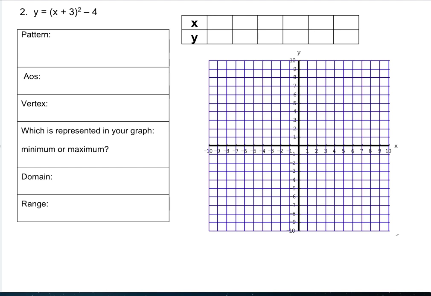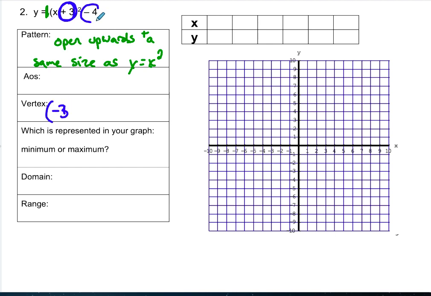So for this one, start with our pattern. Well, we've got a 1. It's a positive number, so it's going to open upwards because A is positive. And then because A is equal to 1, so it's not bigger than 1, it's not smaller than 1, it's going to be the same size as our parent function y equals x squared. All right, that's my h, but remember it's always minus h. So in this case, my h is negative 3, and my k value is negative 4.